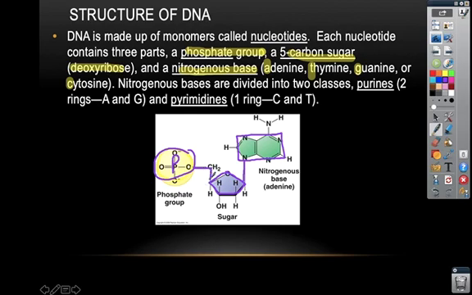So you have a phosphate group, a 5-carbon sugar, and a nitrogenous base. And make sure you label those parts. So phosphate group, sugar, and nitrogenous base. You don't have to know the name of each nitrogenous base, just use the rectangle to represent it.